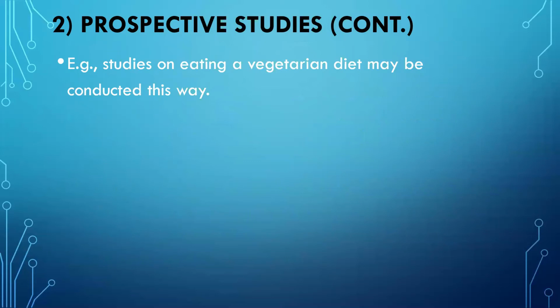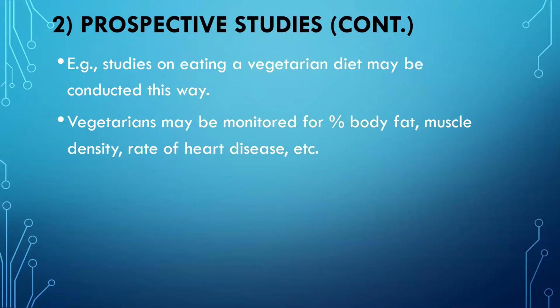An example of this, a different one other than smoking during pregnancy, maybe a more positive one: studies on eating a vegetarian diet can be conducted in this way. So you don't force people to become vegetarians, you just identify those who already are. And vegetarians might be monitored for percent body fat, muscle density, rate of heart disease. And of course, you're comparing that to a control group that are similar, and you draw conclusions about what will happen if you have a vegetarian diet.